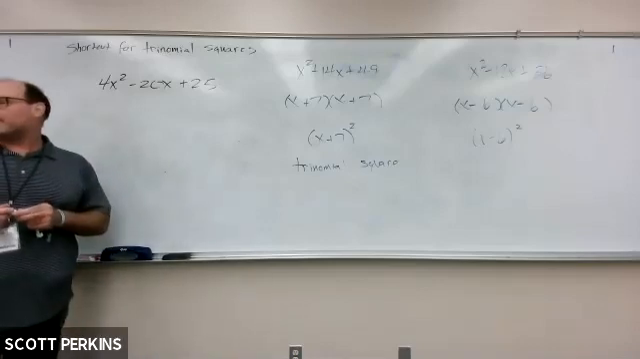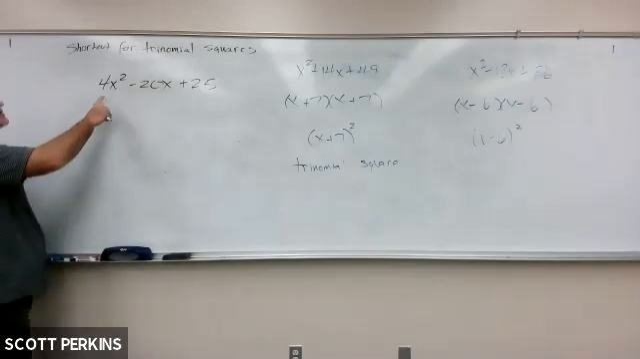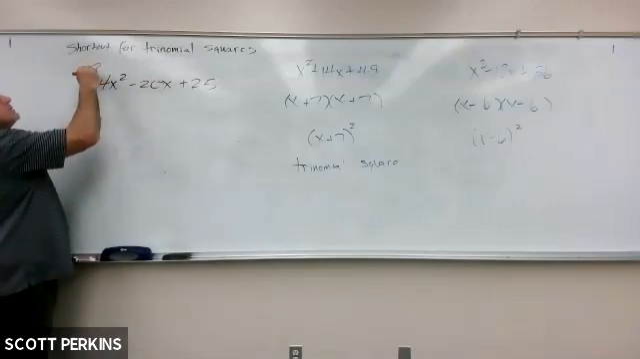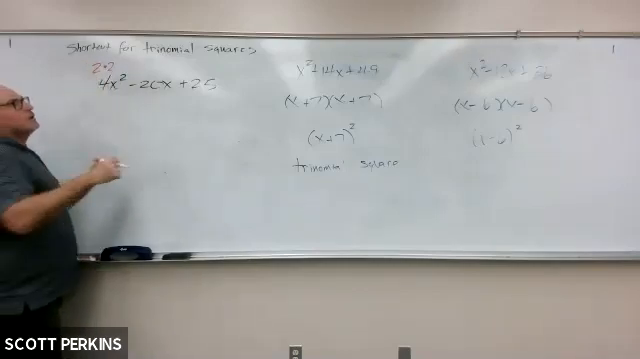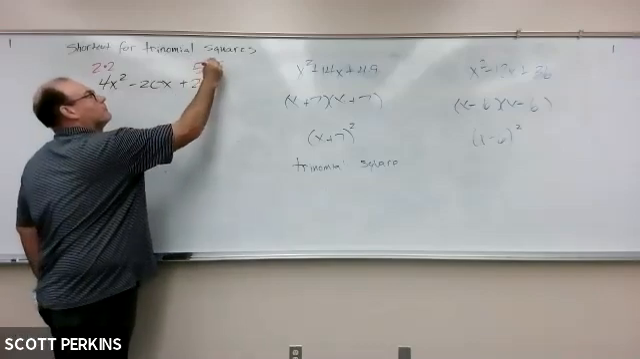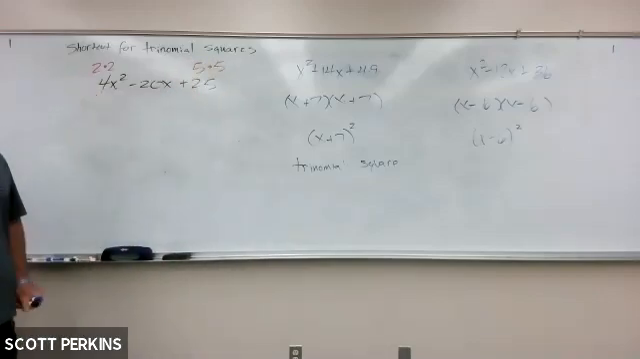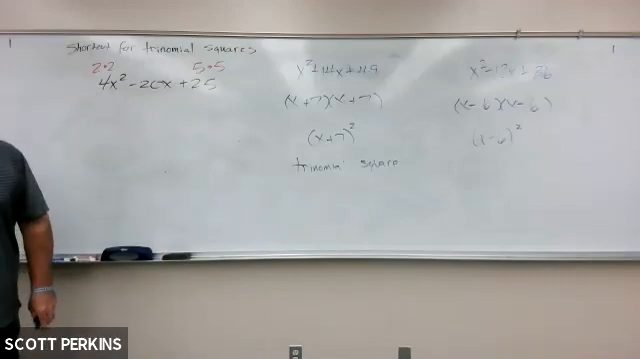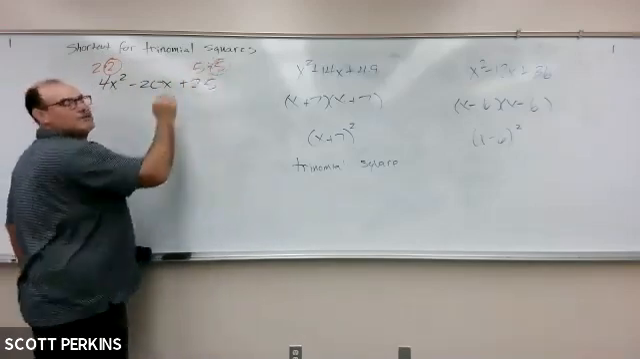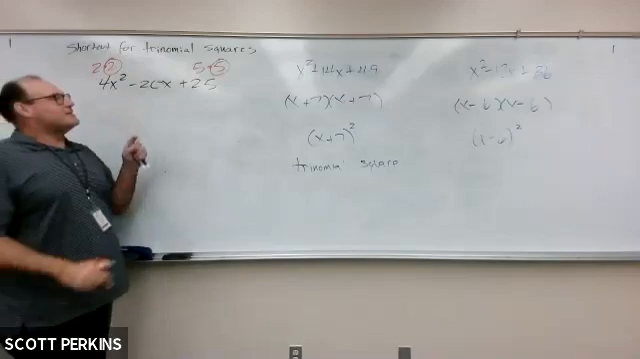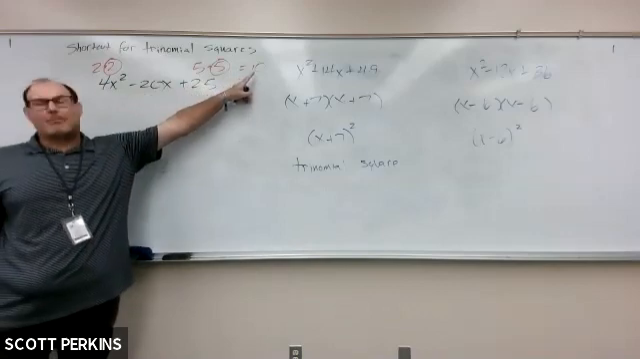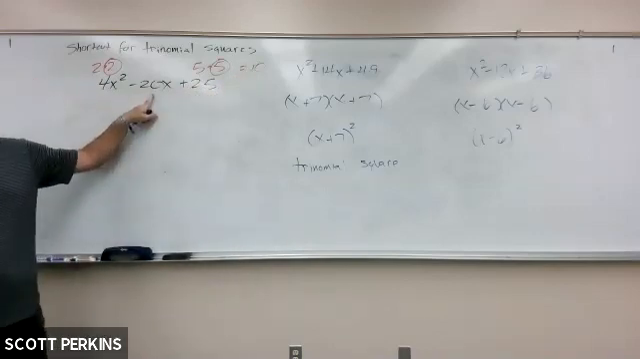Okay, here's the structure. You've got yourself a trinomial square. First thing, 4 is what times what? Okay, 2 times 2. 25 is what times what? So here's the test to see if it's a trinomial square. 2 times 5. 2 times 5 is equal to 10. When you multiply those two numbers, if you get a number that's half of the middle number, 20, you have a trinomial square.